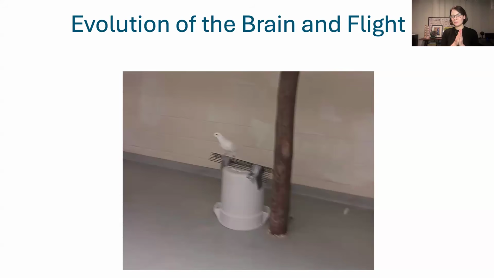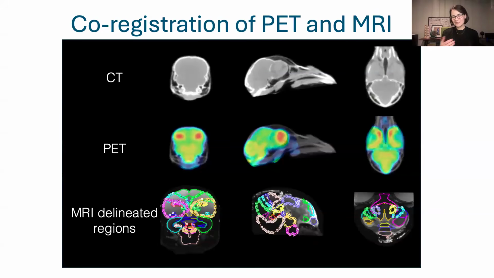We would inject them. We would let them either sit on the bucket for 10 minutes or fly back and forth between buckets for 10 minutes or so. And then we would anesthetize them and put them in a small animal PET scanner to see which parts of their brain would light up. Oh yeah, there's the pigeon, if you're wondering. So we did these paired experiments on pigeons, and this is what basically comes off of the PET scanner.